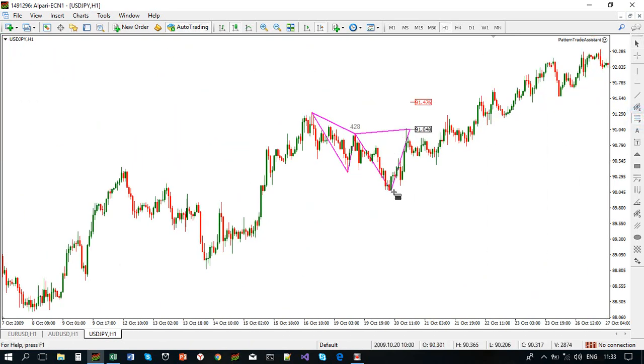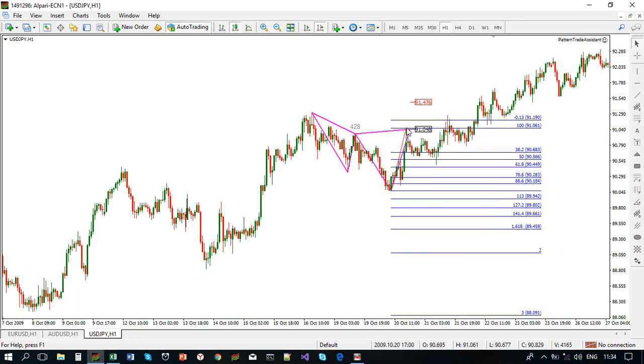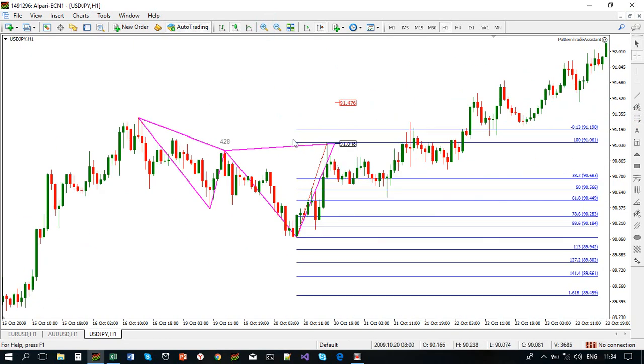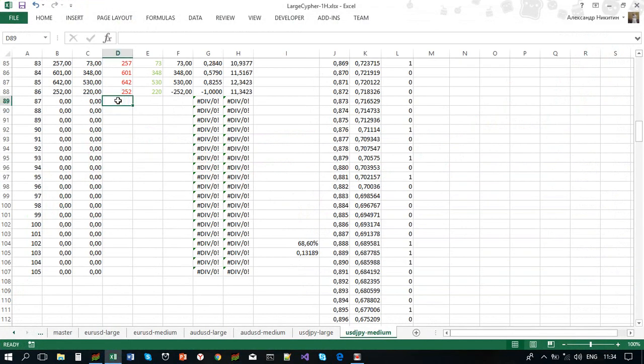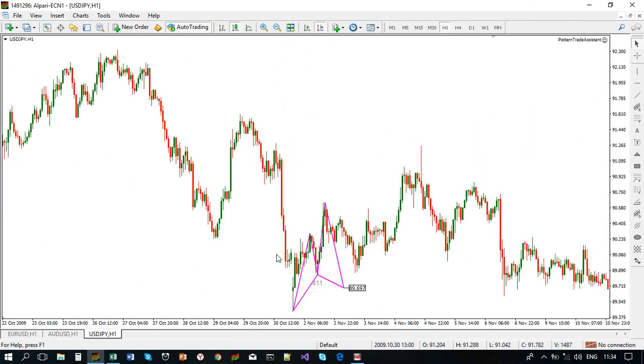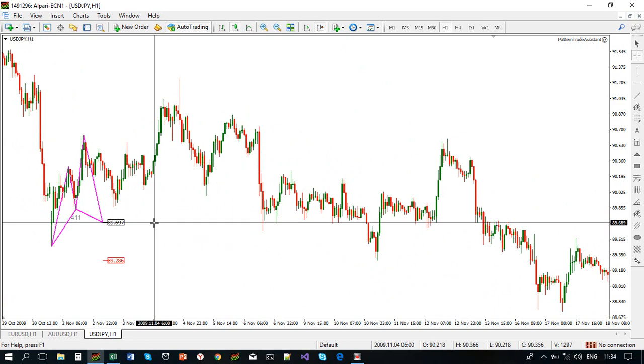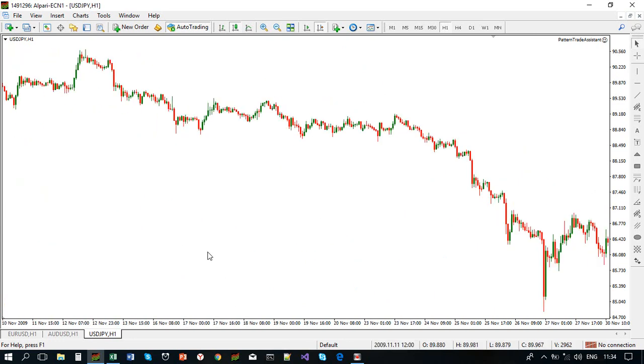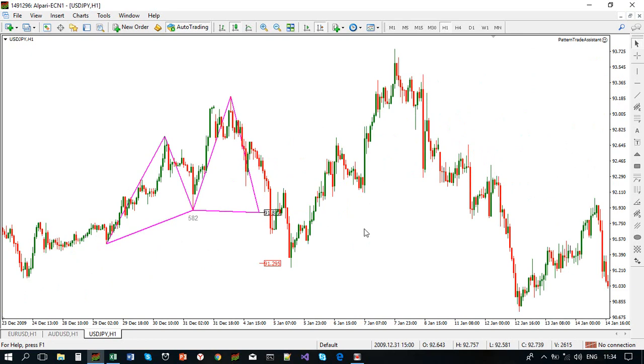Okay, this is a valid one. And it hit take profit. Perfect. 36.6, 42.8, 42.8, 36.6. It equals this. This work is an absolute must do. You should do very much of that work.